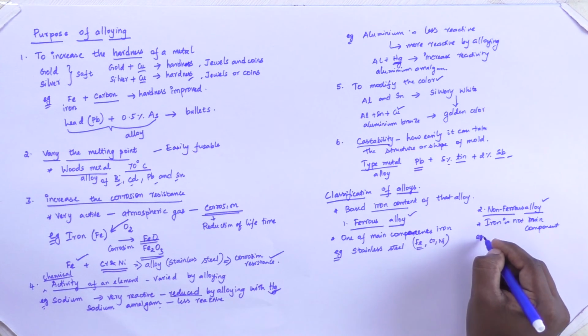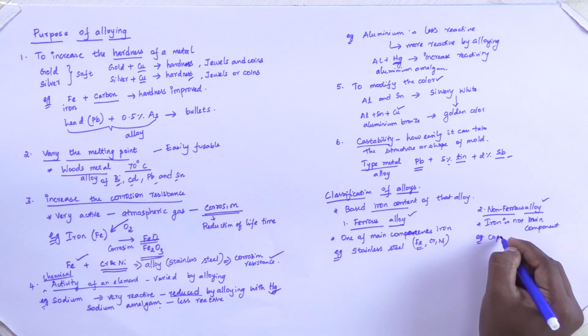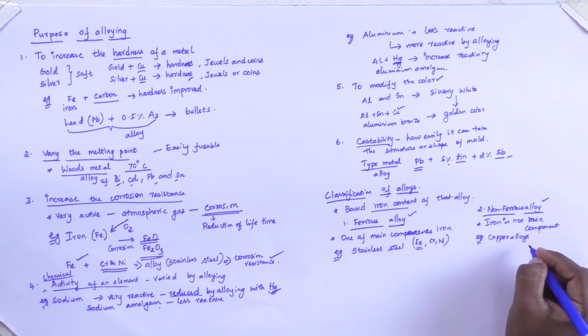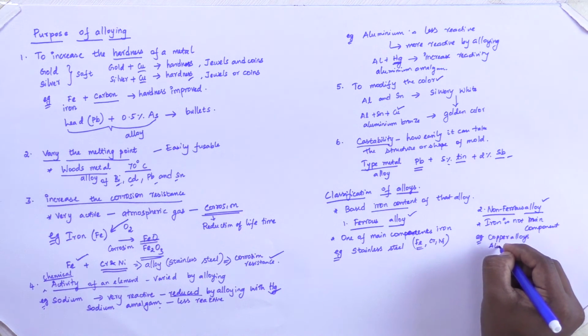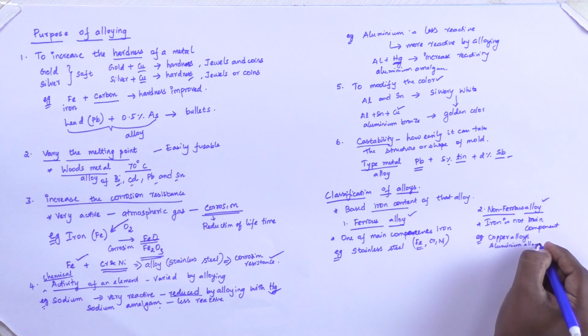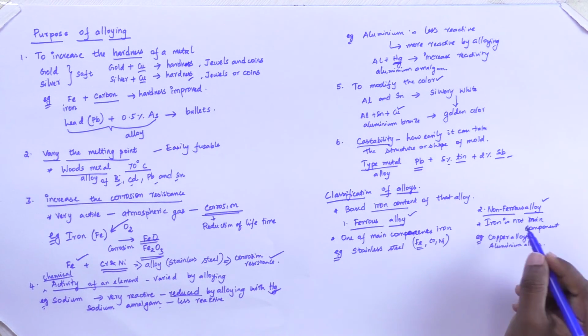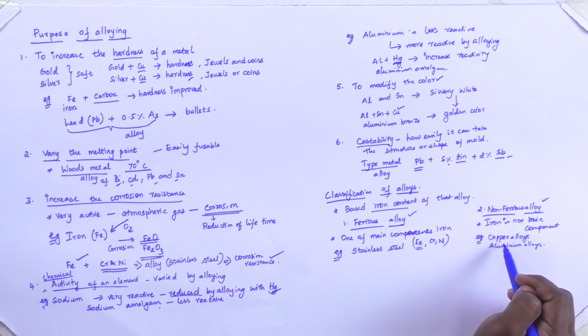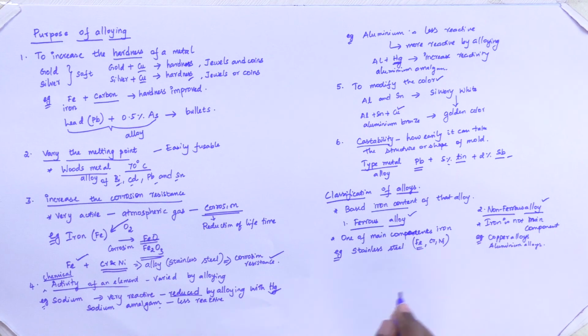And in the non-ferrous case, we have copper alloys, which do not have any iron content. Likewise, you have aluminum alloys. These alloys do not contain iron as a main component. That's why these are classified as non-ferrous alloys.